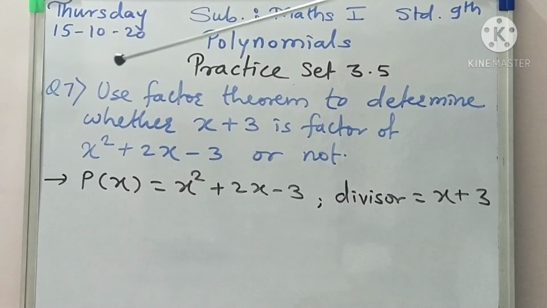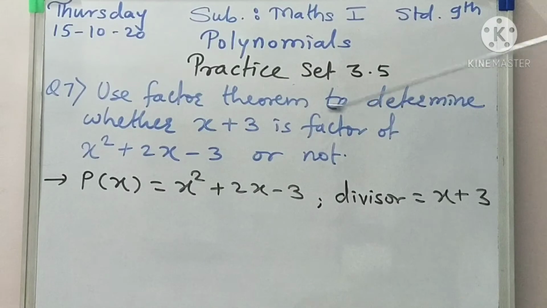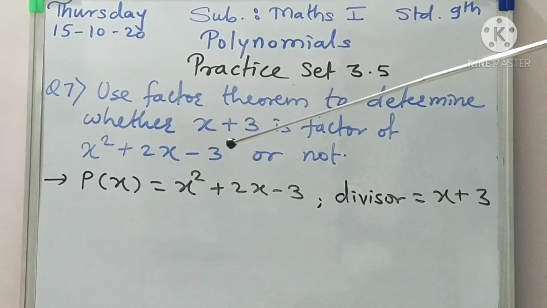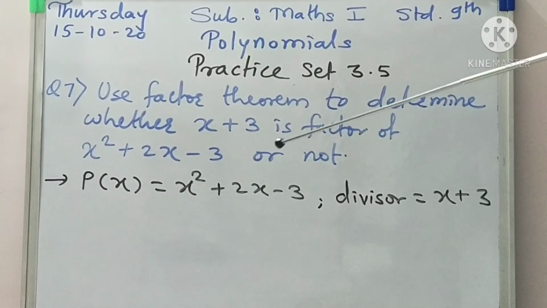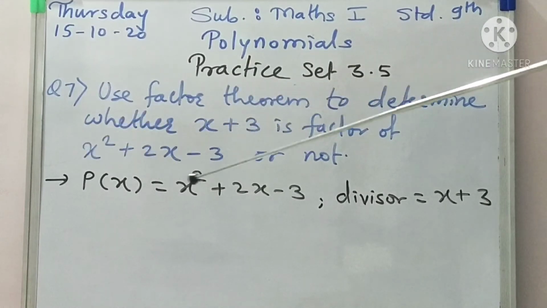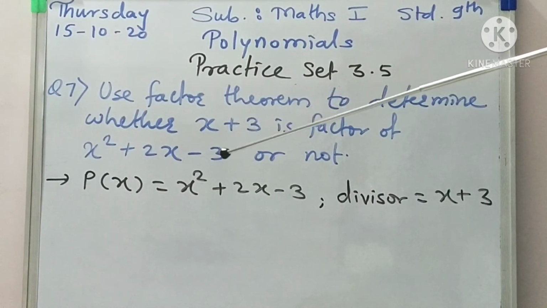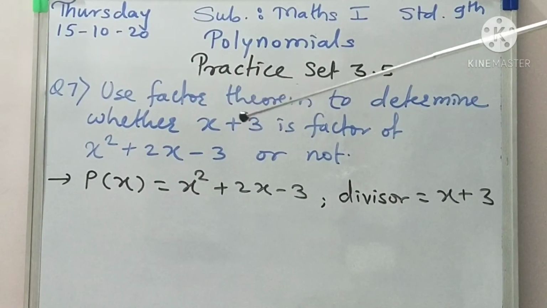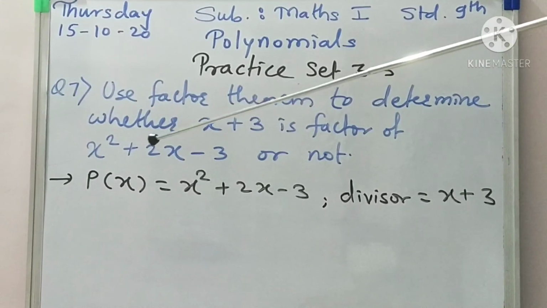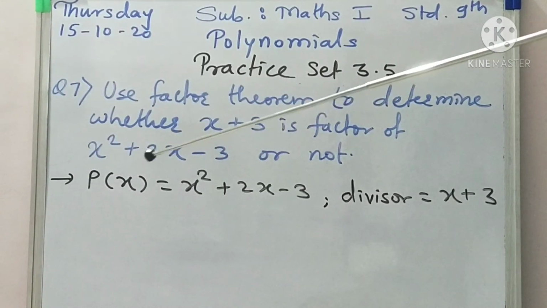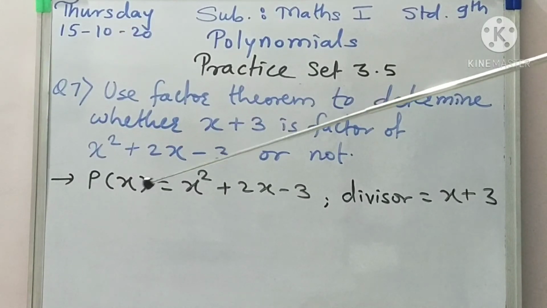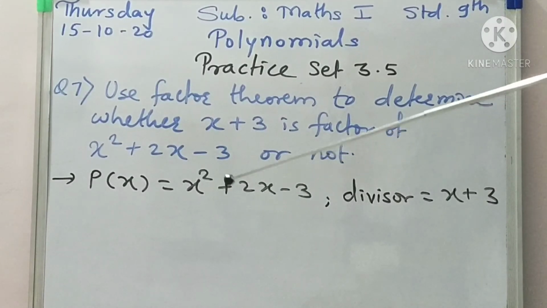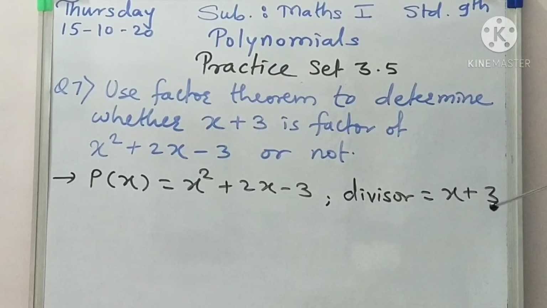Now in the 7th question, use the factor theorem to determine whether x plus 3 is a factor of x square plus 2x minus 3 or not. So what does it mean? We divide the polynomial x square plus 2x minus 3 by x plus 3, and if the remainder is 0, then we say that x plus 3 is a factor of this given polynomial. For the dividend we consider p of x as x square plus 2x minus 3, and the divisor is x plus 3.